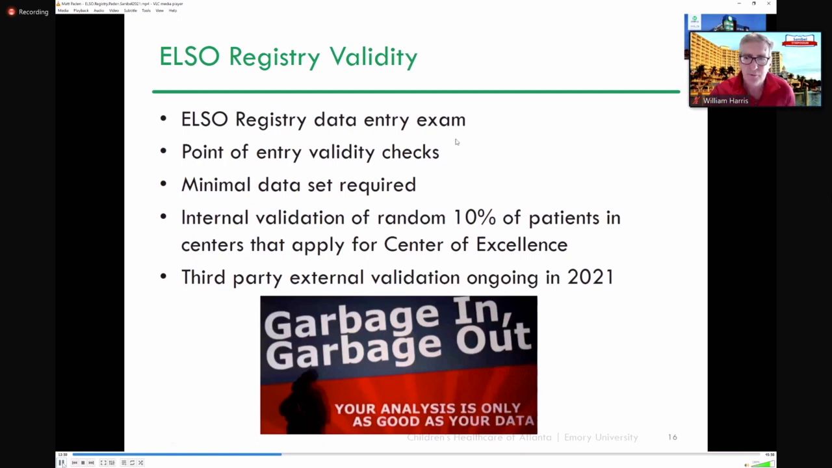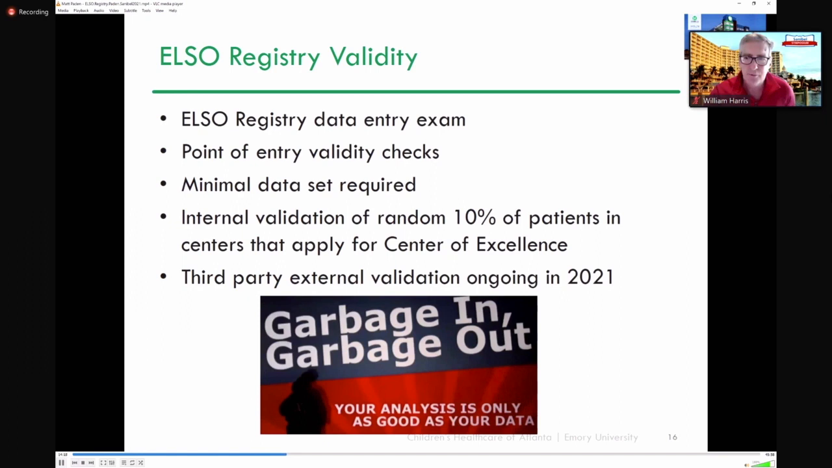And so we do all of those things to try and collect good data. And then the other thing that we do is, for those centers who apply for the Center of Excellence, we do an internal validation of a random 10% of their patients. We do that in order to check and make sure. So that's an internal validation.